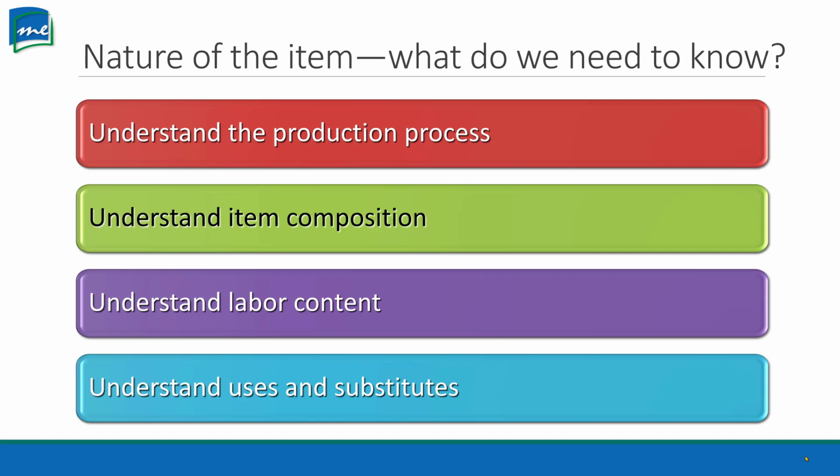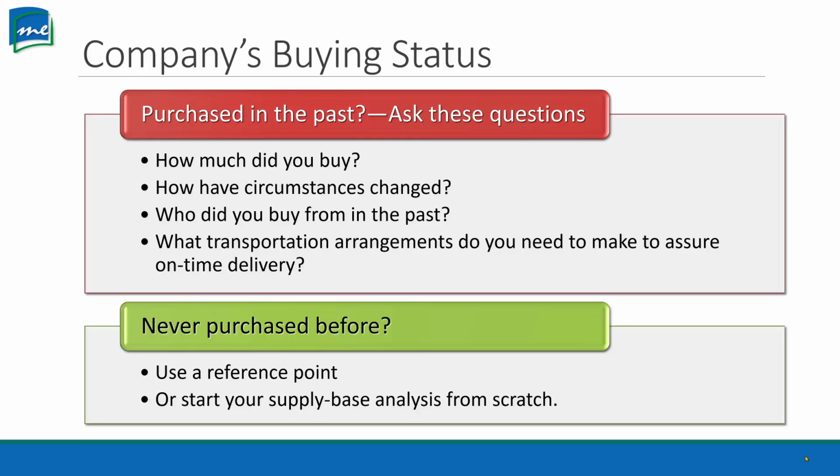So what about the company's buying status? So what has the company purchased in the past? How much did you buy? How have circumstances changed? Is production increased? Is production decreased because demand is increased or decreased? Maybe the price of materials has changed. Who did you buy from in the past? Are they the best supplier? You might want to take a look and see if there's maybe other suppliers you can look at and purchase from.